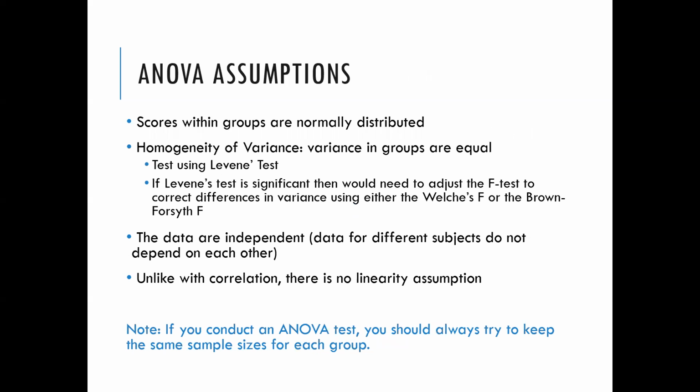So there are a few assumptions for the ANOVA test. The first is that scores within groups are normally distributed, right? This is a very common theme. This is the same assumption as with regression. We also assume that there is homogeneity of variance, so the variance in the groups are equal. And we can test this using Levene's test. And if it's significant, then we can adjust the F test to correct for differences in variance using a number of different tests. We also assume that the data are independent.